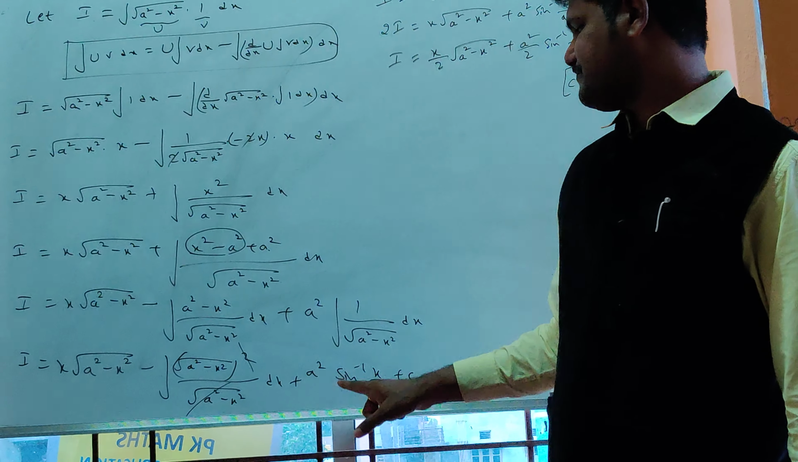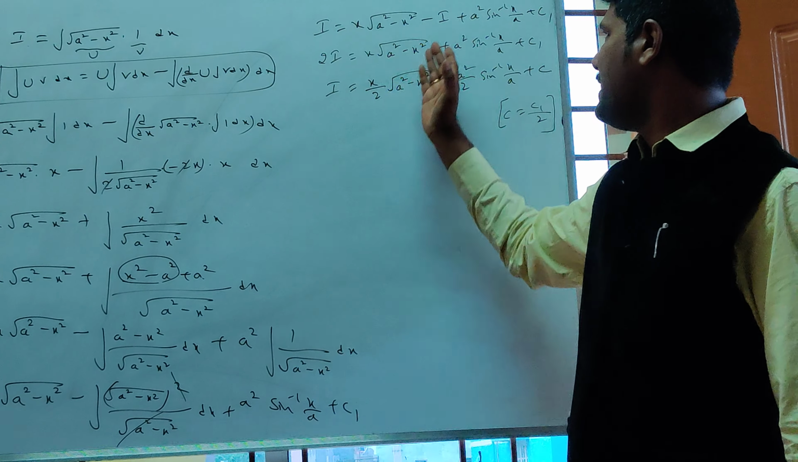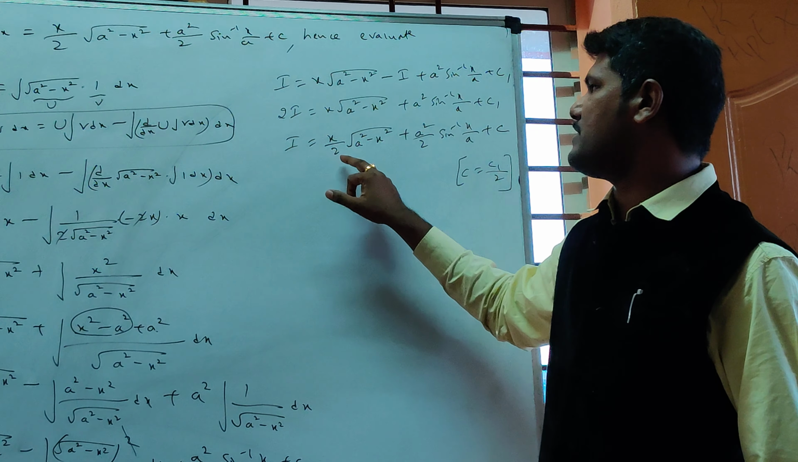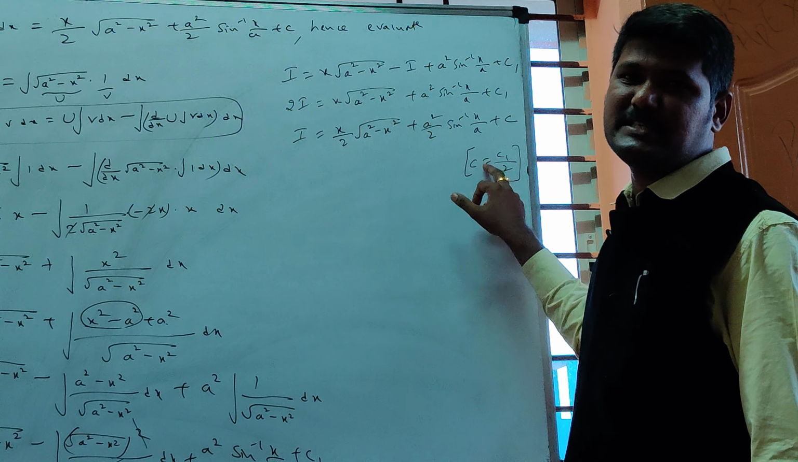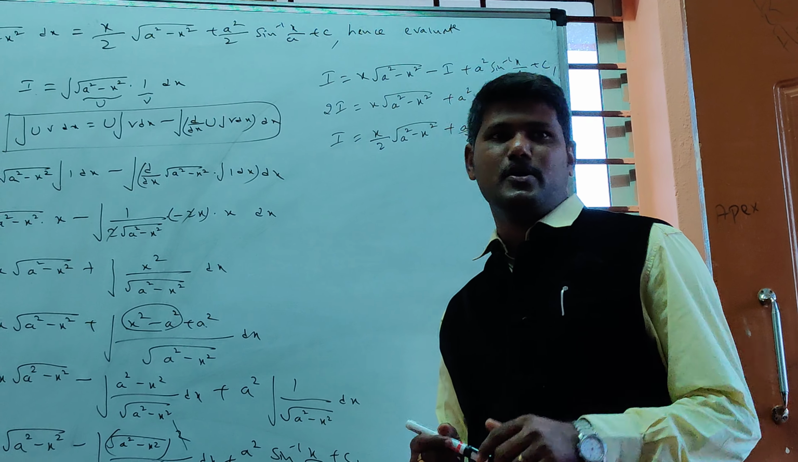This is nothing but I. This is the formula: a square into sin inverse x by a. Minus I, transfer to the left hand side: 2I. 2 transfer to the right hand side, plus c. C means c1 by 2. This is a very important derivation for the 5-mark question.